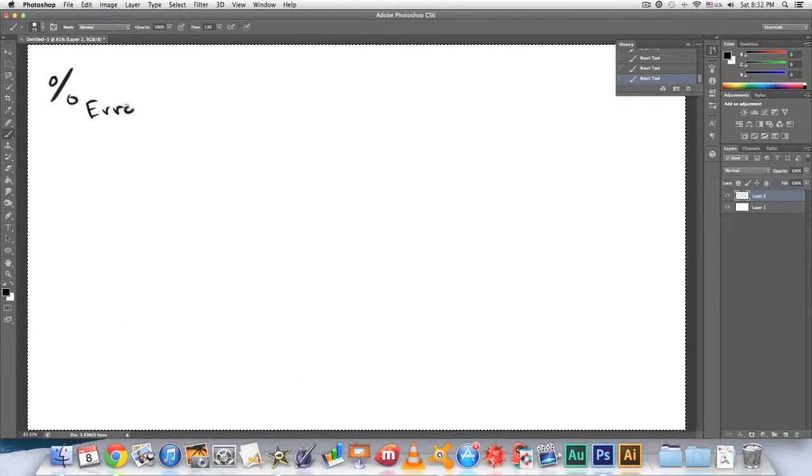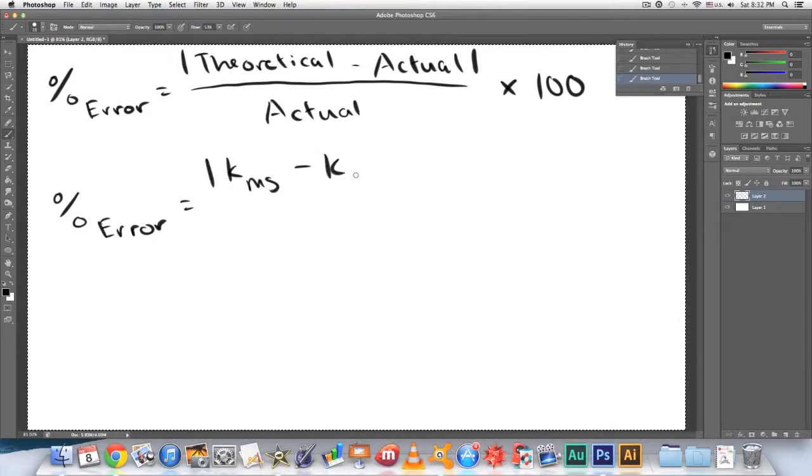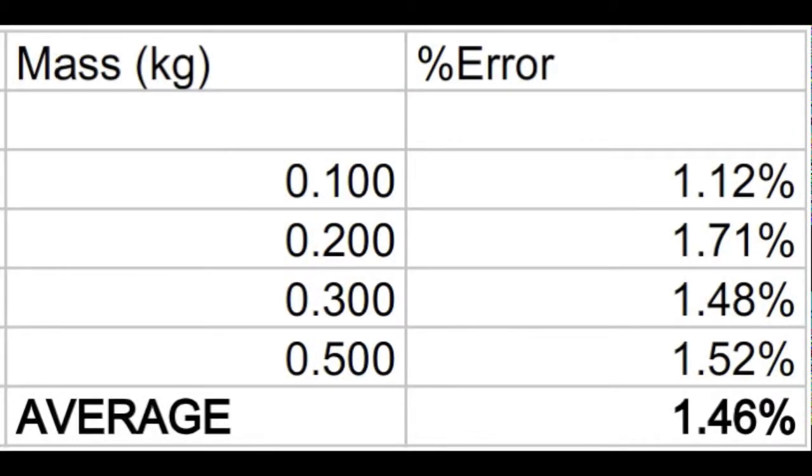And now for epic statistics. The percent error is calculated as the absolute value of the difference between the theoretical minus the actual divided by the actual value multiplied by 100. In this case, the theoretical value is the spring constant found through the mass spring method, and the actual value is the spring constant found through the Hooke's law method. We found the average percent error to be 1.46%.